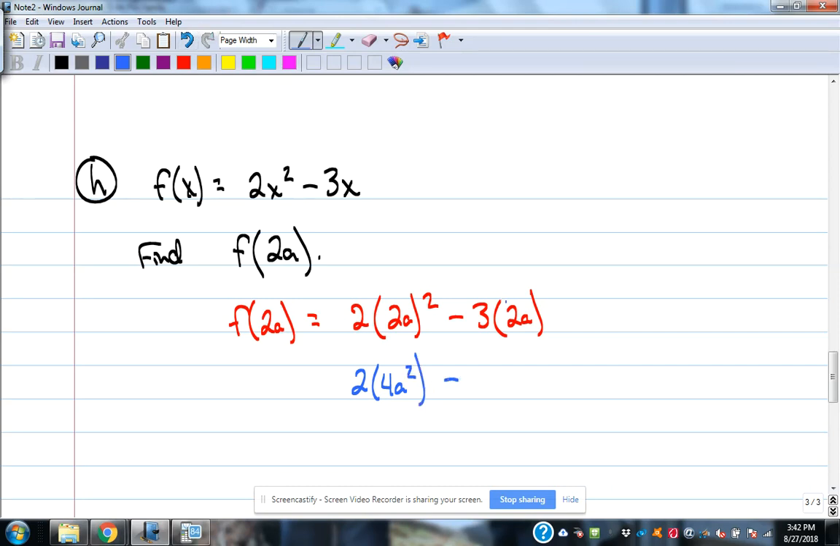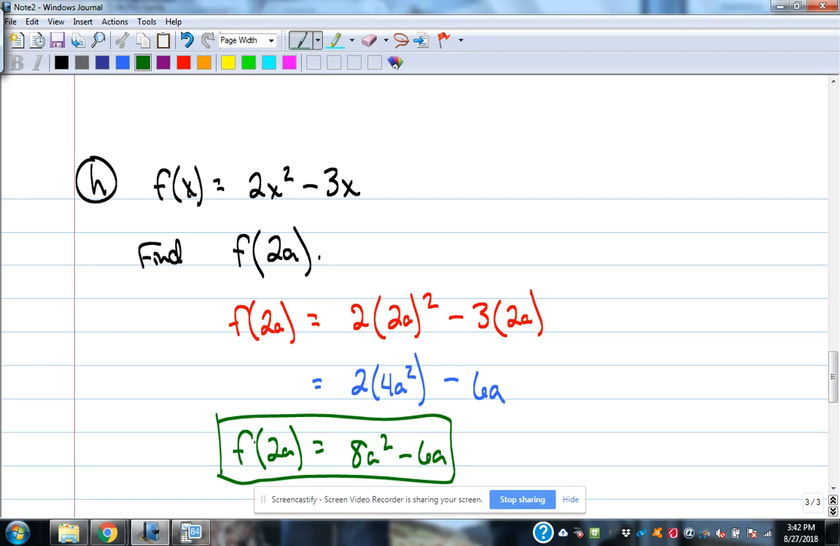And then I'm going to go ahead and do the multiplication on the end here. 3 times 2a, 6a. And then finish it off, it'll be 8a squared minus 6a. Don't get a nice number there, but it is the function value for a given x out of that. Doesn't look pretty, but it is part of it, okay?